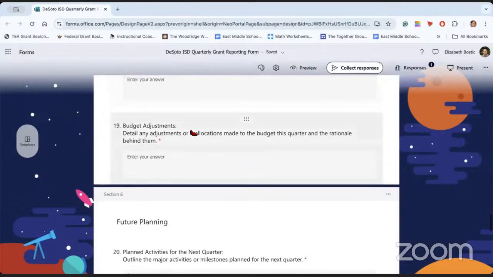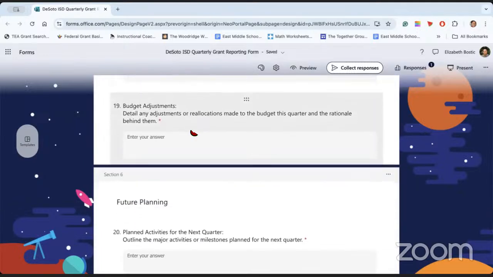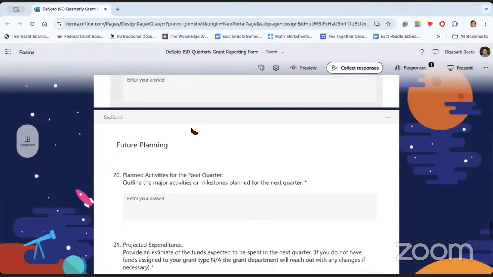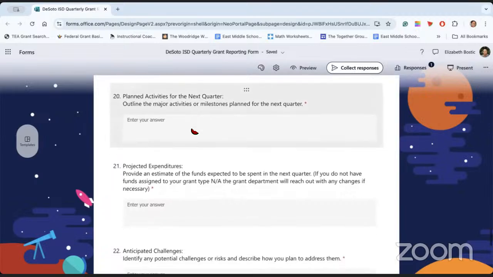Budget adjustments: this is if you had to make any, meaning if there were any budget changes that had to happen and why they needed to happen, because that means it was different than your original plan. Then planned activities for the next quarter. Some of these might be things you're going to do between now and the end of the next quarter.